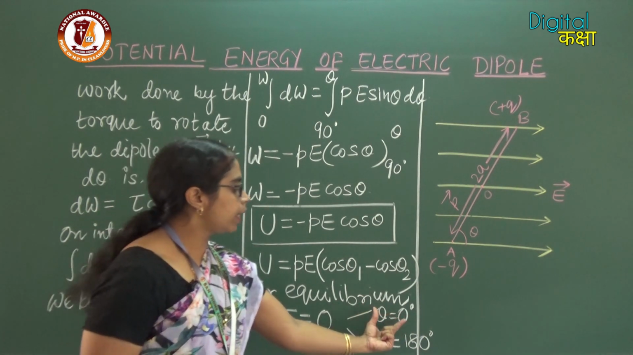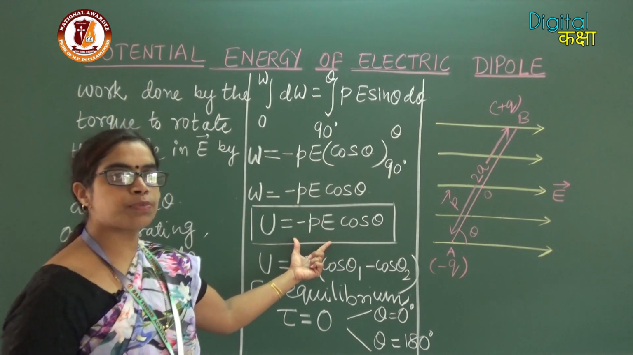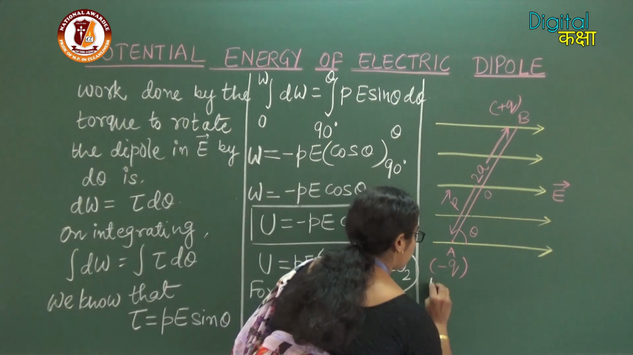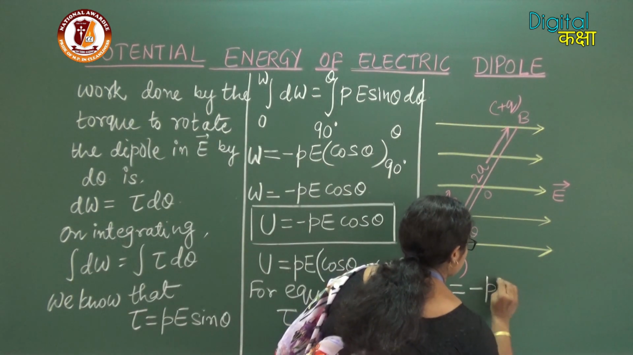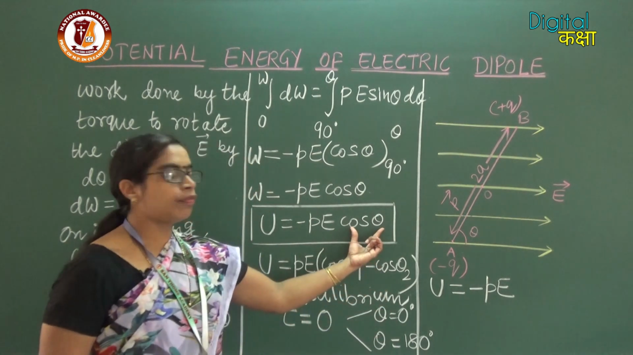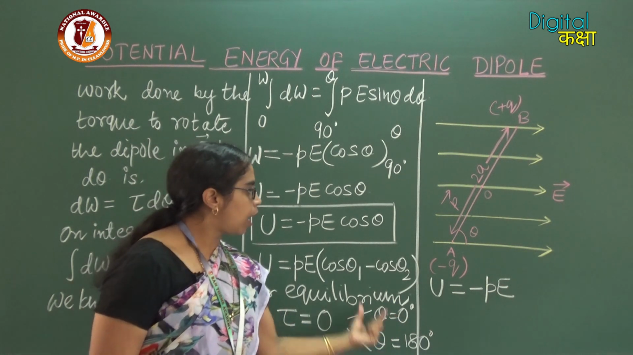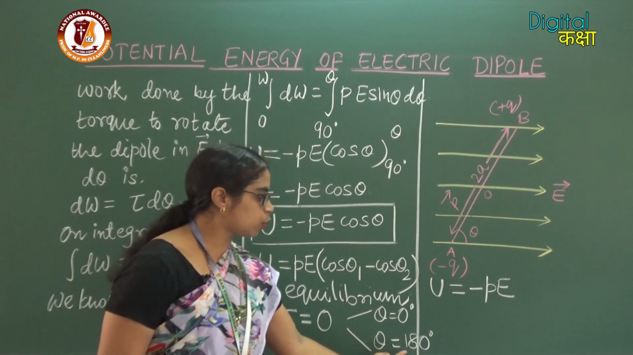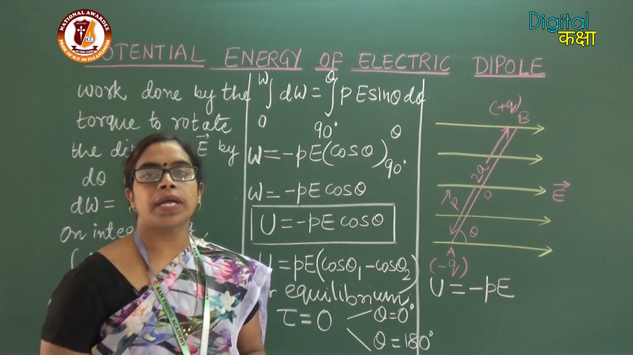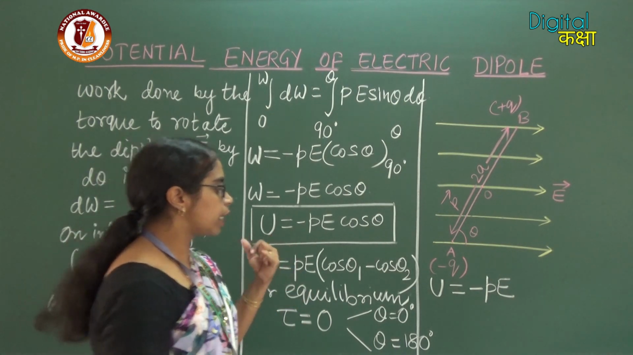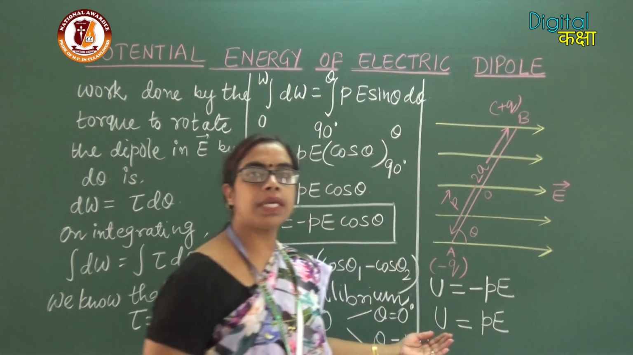Now let us see when theta is equal to 0, which will be substituted in the formula of this potential energy. I will get the formula for U, or the potential energy, to be equal to minus PE, because the value of cos 0 degree is equal to 1. And when I substitute theta equal to 180 degree, since we know that cos 180 degree is equal to minus 1, in that case I will get the value of U to be equal to plus PE, or simply PE.